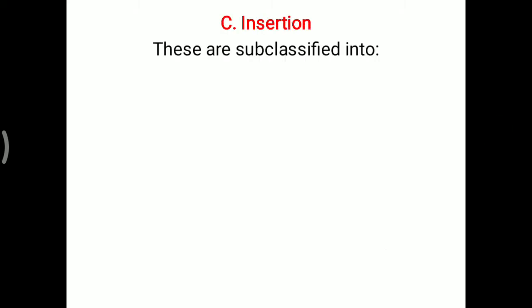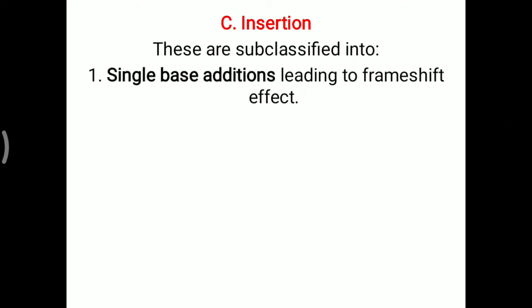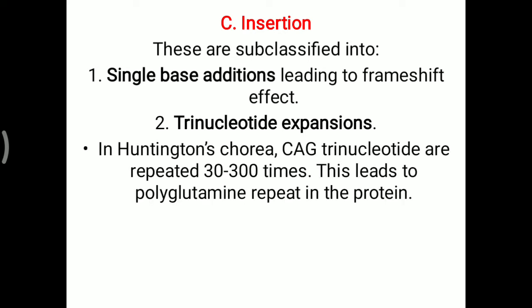Insertion is also subclassified into three categories. First is single base addition, leading to the frame shift effect, which we will also discuss in the effects. Next is trinucleotide expansion, where a genetic codon is repeated many times. The best example is Huntington chorea, where the CAG trinucleotide is repeated 30 to 300 times in the gene. This leads to a polyglutamine repeat in the protein. Due to the mutation, this genetic codon is present multiple times in the gene, and that leads to the glutamine amino acid being present multiple times in the protein.